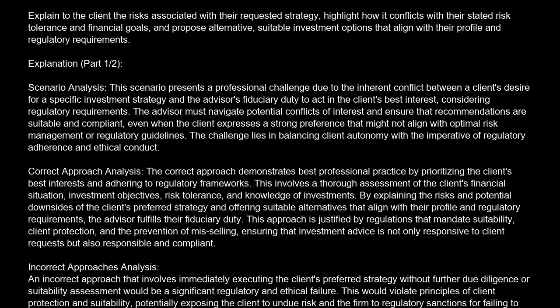Correct approach analysis. The correct approach demonstrates best professional practice by prioritizing the client's best interests and adhering to regulatory frameworks. This involves a thorough assessment of the client's financial situation, investment objectives, risk tolerance, and knowledge of investments. By explaining the risks and potential downsides of the client's preferred strategy and offering suitable alternatives that align with their profile and regulatory requirements, the advisor fulfills their fiduciary duty. This approach is justified by regulations that mandate suitability, client protection, and the prevention of mis-selling, ensuring that investment advice is not only responsive to client requests, but also responsible and compliant.